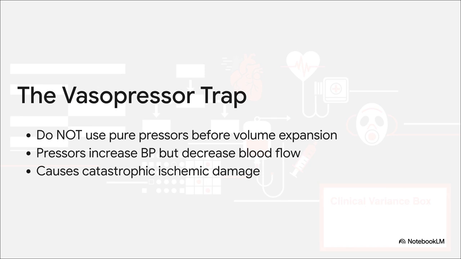Which brings us to your first major clinical variance box, the vasopressor trap. Look, if a patient is hypovolemic, do not, I repeat, do not reach for pure vasopressors before you've given adequate fluid expansion. Pushing total peripheral resistance up while the tank is totally empty will, sure, technically make your blood pressure numbers look better on the monitor, but it absolutely decreases actual blood flow to the tissues. You trigger autoregulation, and you end up causing catastrophic ischemic damage, like melting their digits off. You have to fill the tank first.